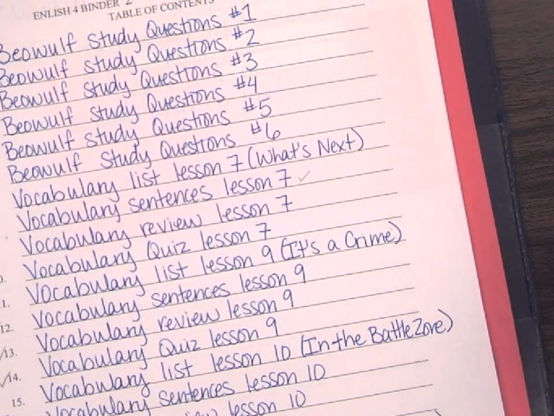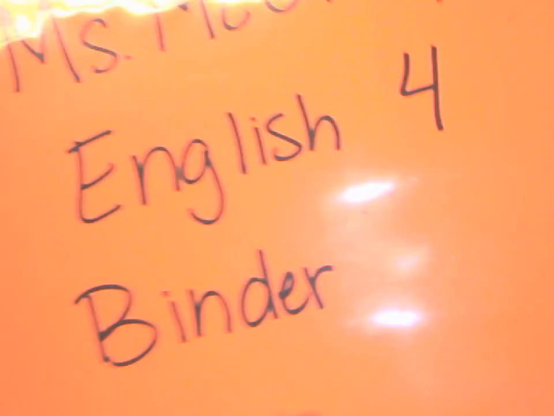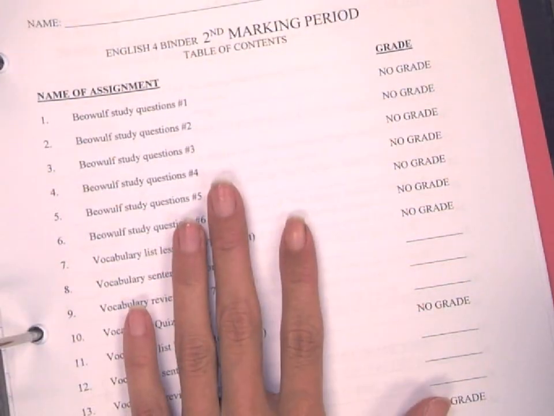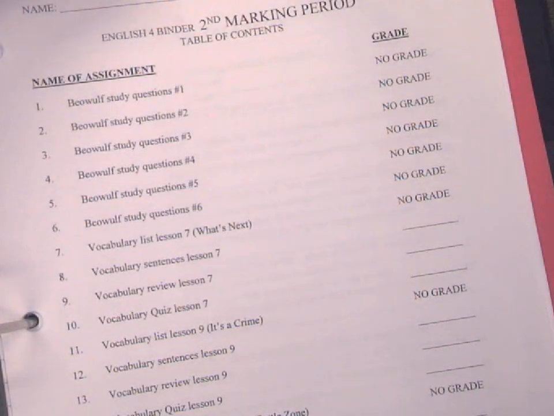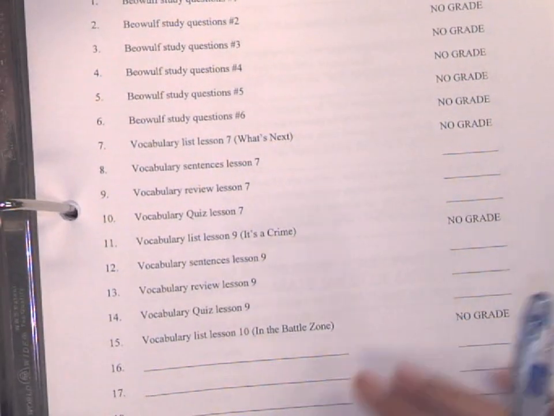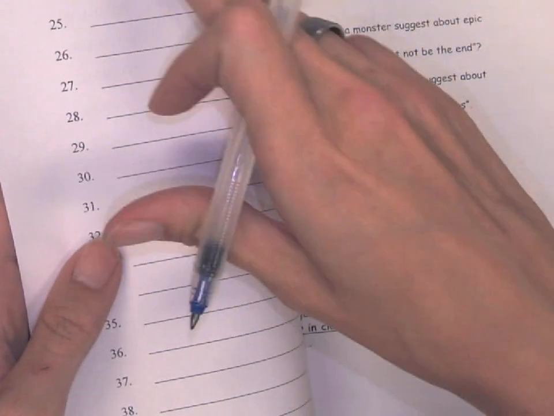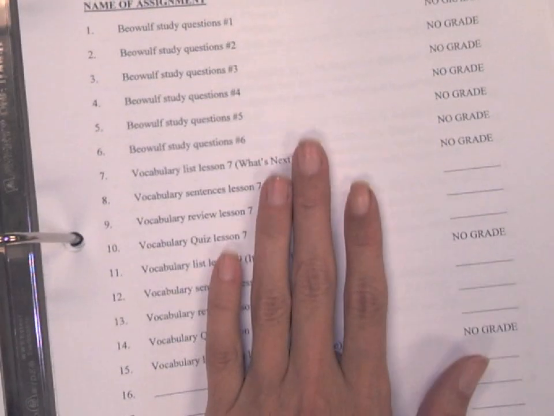So when I open your binder, so here's my binder, the first thing I should see is this table of contents. And of course it should be filled out correctly with all of your information written in, all the new information, and you should have the 3 on the back filled in as well. So that should be the very first thing that I see.